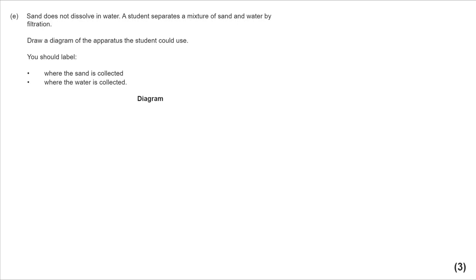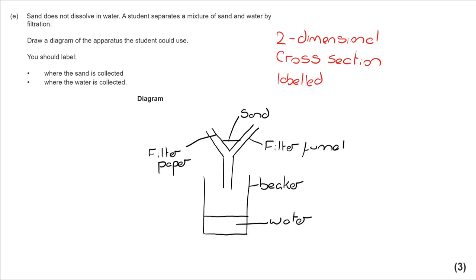Now, the key things that we're looking for here are, is your diagram two-dimensional? Is it cross-sectional? And is it labelled? And I've done an example so that you can see what we're looking for. I have labelled the filter paper, the filter funnel. I've shown where the sand will collect. I've drawn a beaker below. The water has gone into the beaker, and that is clearly labelled.